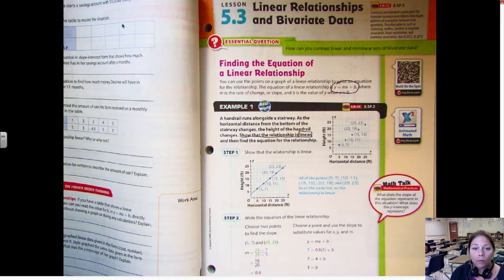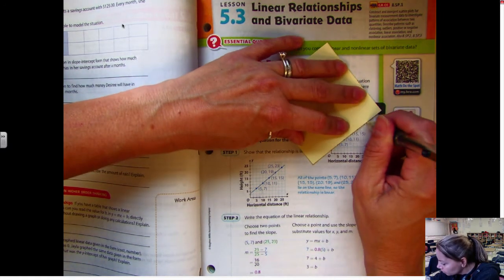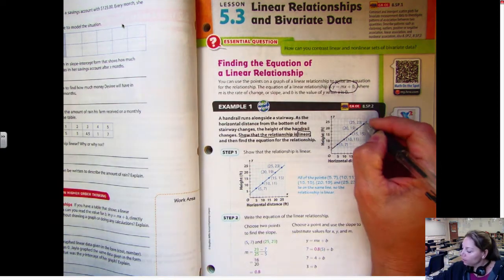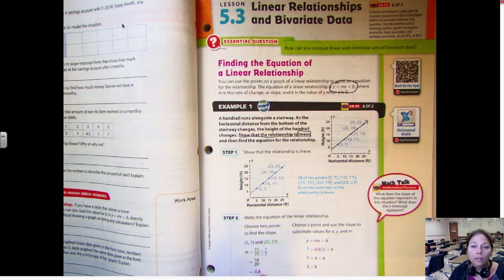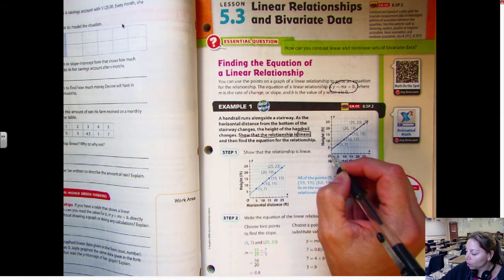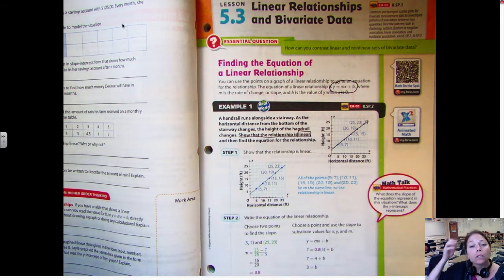So the first thing we are asked to do is to show that the relationship is linear, and we can visually show that by connecting those points that they have graphed and drawing a line. So I'm going to go ahead over here with a straight edge. I'm going to connect those points and extend my line. Okay. Notice that I didn't extend it into what would be our second or third quadrant because we're talking about a height, and heights can never be negative.